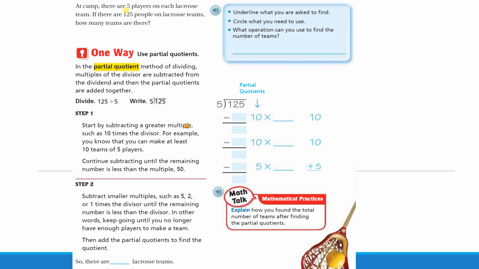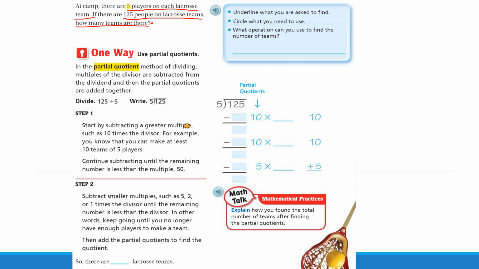At camp, there are 5 players on each lacrosse team. So one team has 5 players, 2 teams has another 5. That would be 10 total players, and so on. If there are 125 people on lacrosse teams, how many teams are there? And that's our question. So underline what you are asked to find. Whenever we underline our question, we're underlining what we are asked to find.